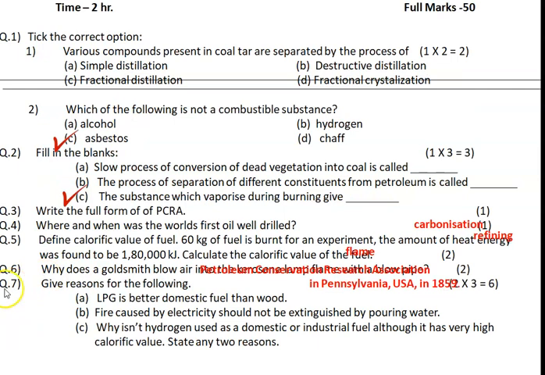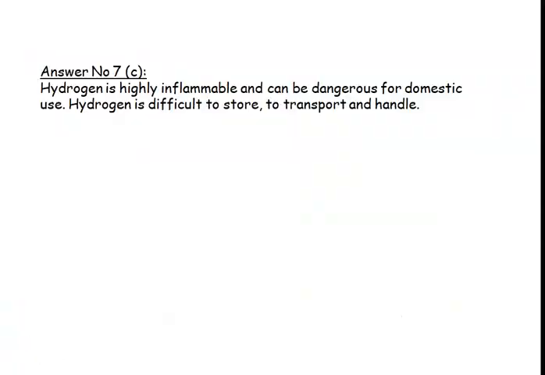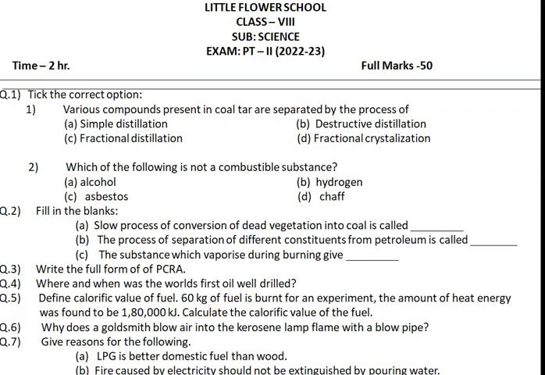Now the last question, 7C. Why isn't hydrogen used as a domestic or industrial fuel, although it has very high calorific value? State any two reasons. So here we can write two reasons. Hydrogen is highly inflammable, meaning substances which catch fire easily, so it can be dangerous for domestic use. And the second reason is hydrogen is difficult to store, transport and handle. So this completes the chemistry portion of this PT2 exam science question paper of Little Flower School.